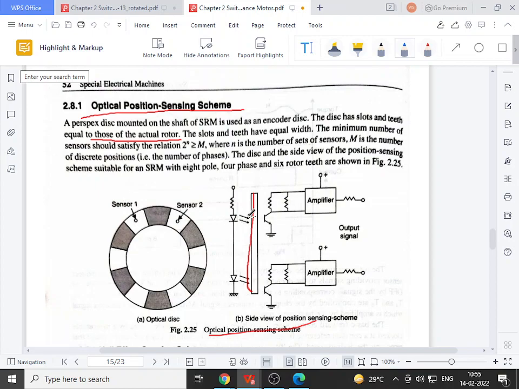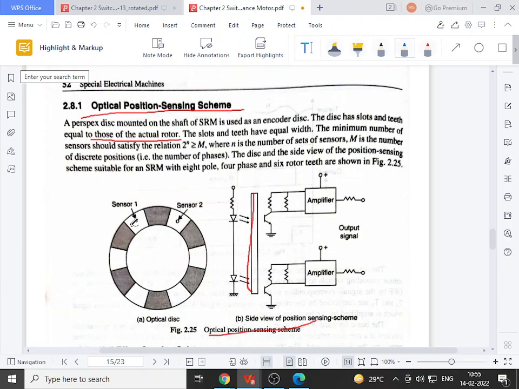On one side of the disc there is an emitter. That emitter is either a photo emitter or that may be an LED. Okay, and on the second side there is a collector, or that may be a decoder, or you can say that emitter collector arrangement is there or encoder decoder arrangement is there. So on the second side there will be a decoder.